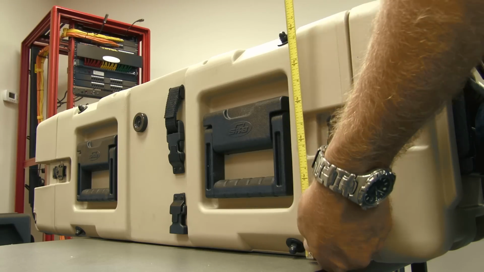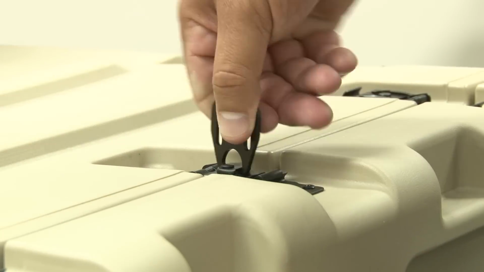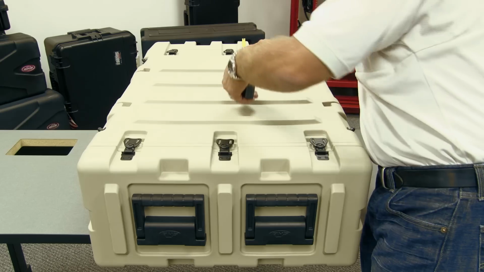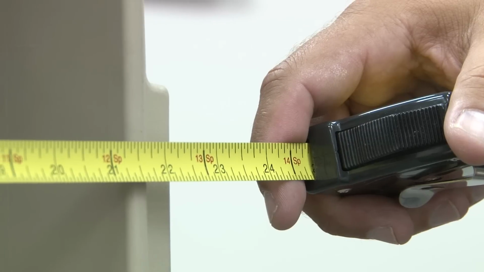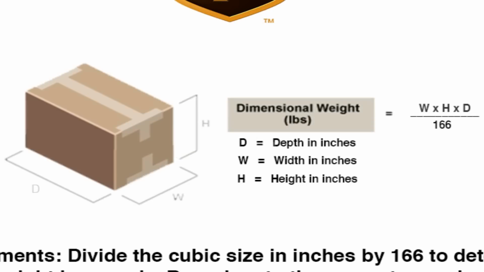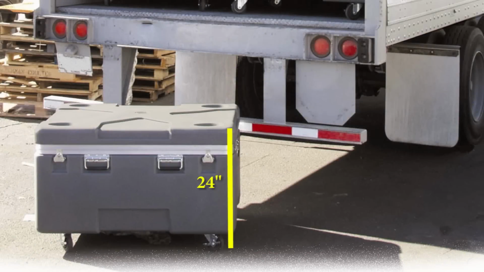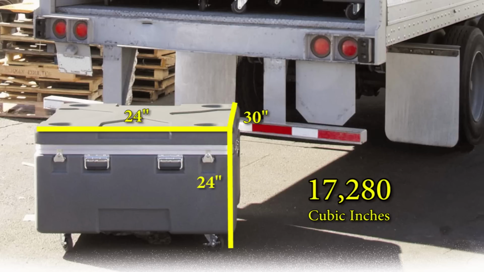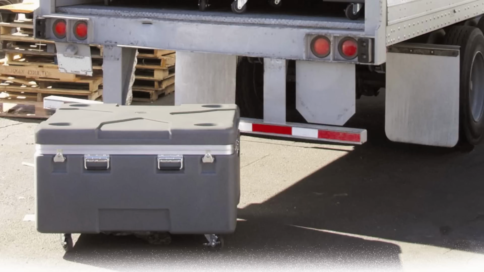The external dimensions will include the removable front and rear lid and the extra width and depth of the case surrounding the rack. To figure cubic dimensions when filling a truck or crate, multiply the external width by height by depth. A case measuring 24 inches high by 30 inches deep by 24 inches wide will equal 17,280 cubic inches.